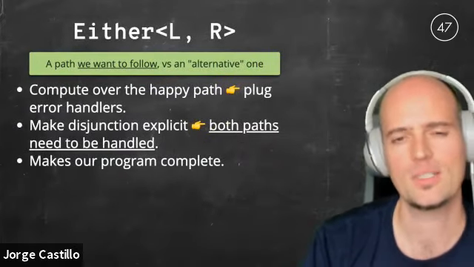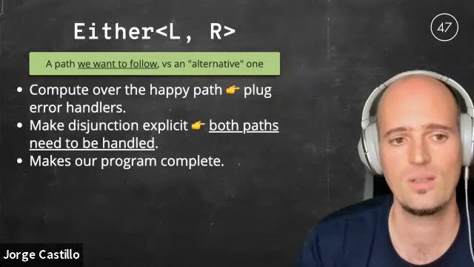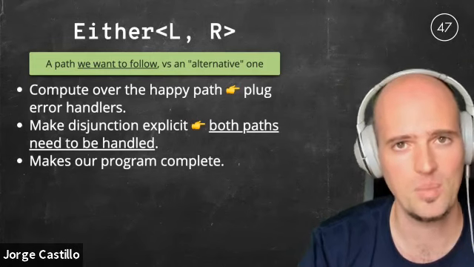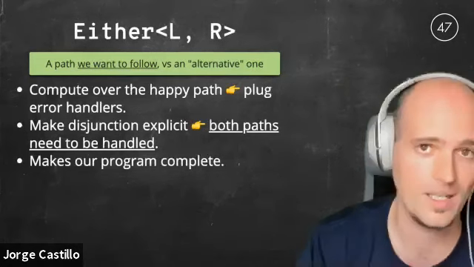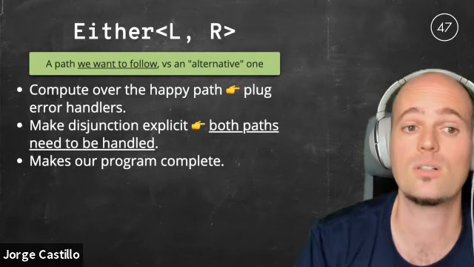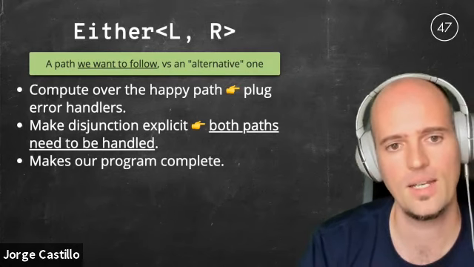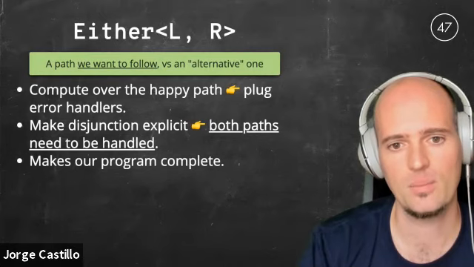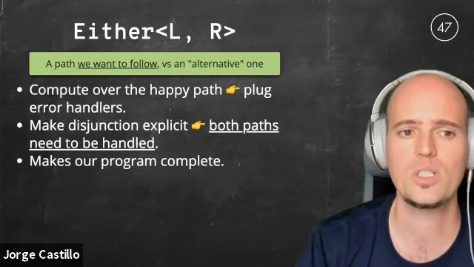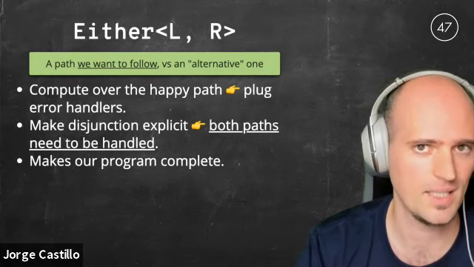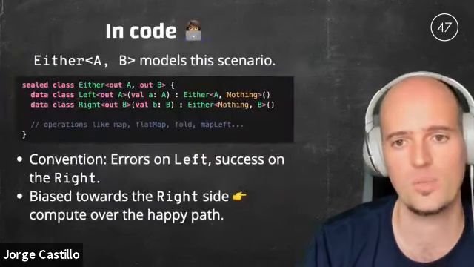Speaking about Either, we want to use Either for encoding this disjunction, because any computation in our program is either going to go well or fail. So we want to make that explicit in the return types of our pure functions across our architecture. The idea is that we want to use Either for computing over the happy path and still have the chance to plug error handlers at different levels, depending on how we want to organize error handling in our app. But the main idea is to keep that disjunction as explicit as possible and also enforce us to treat both sides so we don't forget. So in that sense, our program is going to be more complete.